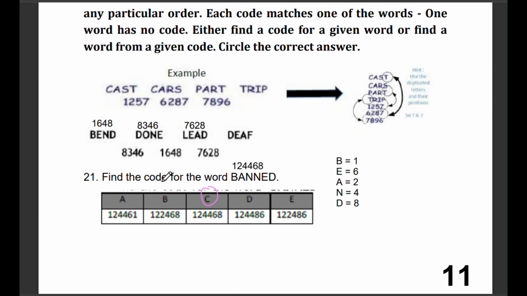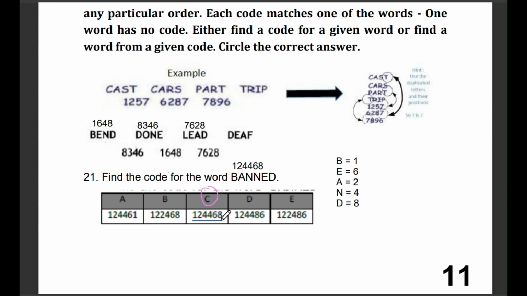Here are our options. A, 1, 2, 4, 4, 6, 1. B, 1, 2, 2, 4, 6, 8. C, 1, 2, 4, 4, 6, 8. D, 1, 2, 4, 4, 8, 6. E, 1, 2, 2, 4, 8, 6. The correct answer is C.